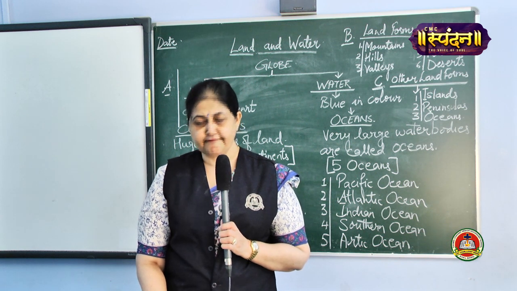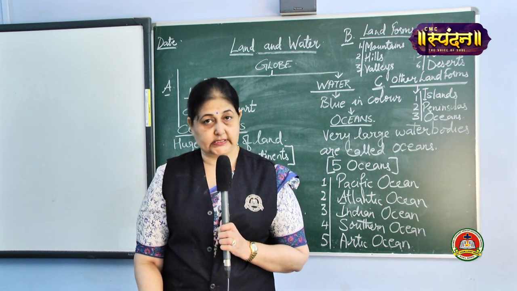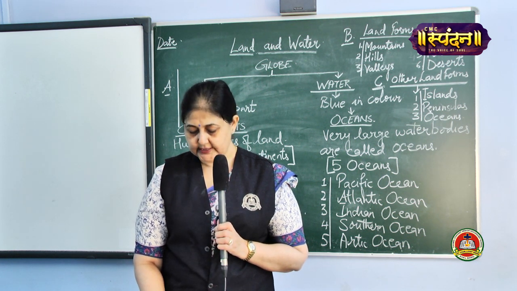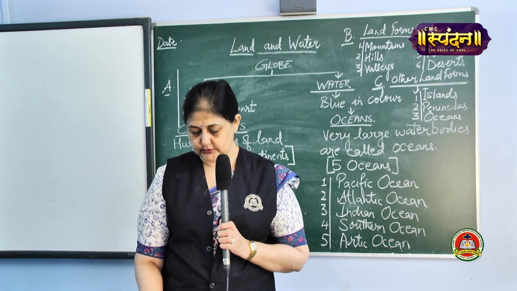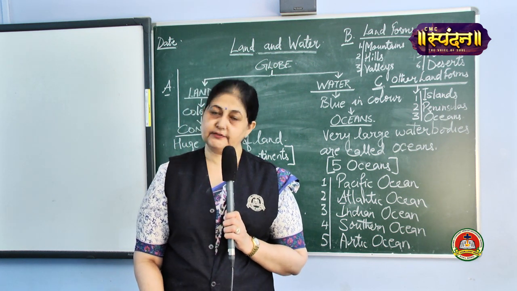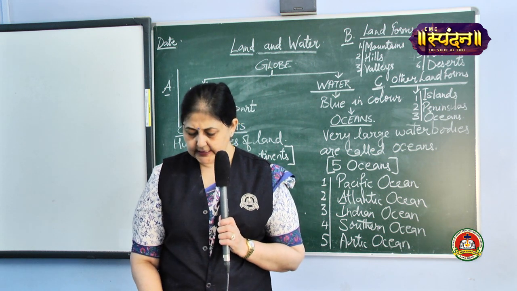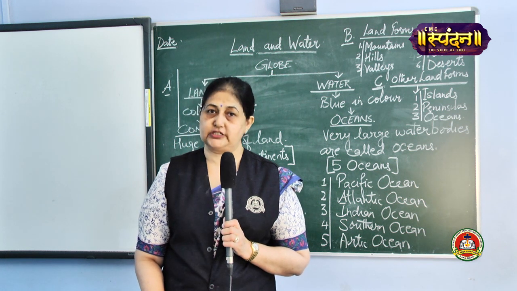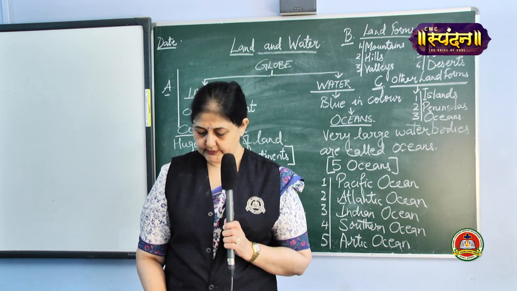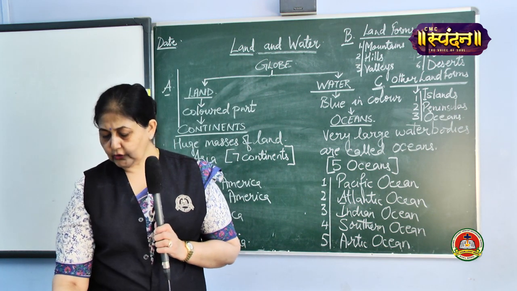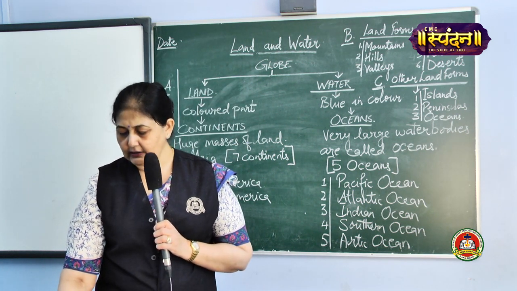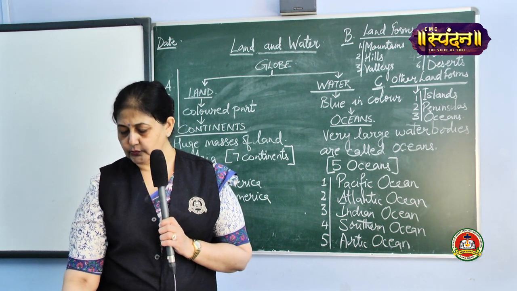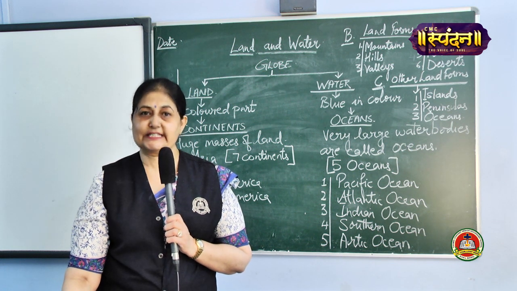Okay, there are 5 oceans in the world: Pacific Ocean, Atlantic Ocean, Indian Ocean, Southern Ocean, and Arctic Ocean. Children, the largest ocean is the Pacific Ocean. All right? India is the only country in the world to have an ocean named after it, the Indian Ocean. All right? The Pacific Ocean is the deepest and the Arctic Ocean is the smallest. A large body of water smaller than an ocean is called a sea.